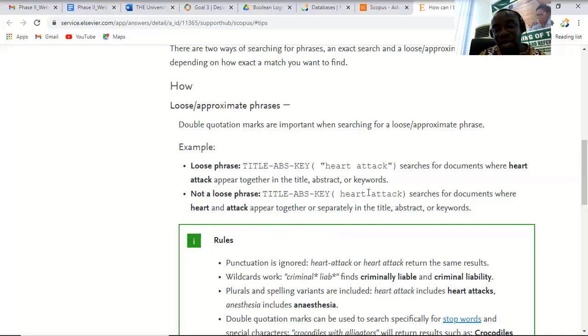You see, so if you write it like this without the quotation marks, it will not bring the heart and attack necessarily together as a phrase. Heart can appear anywhere in the document where we have indicated title, abstract, or keyword. Attack can also appear anywhere. So if it's a document that is talking about how evil-hearted attackers are, attack and heart appear, so they'll come, but not necessarily about the disease heart attack. You see, then let's look at the other one.